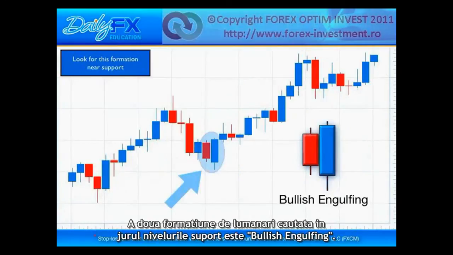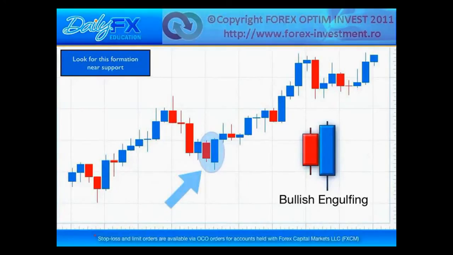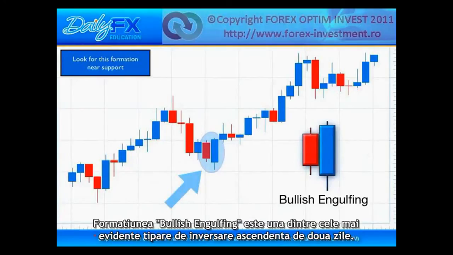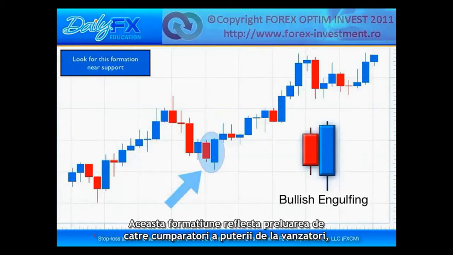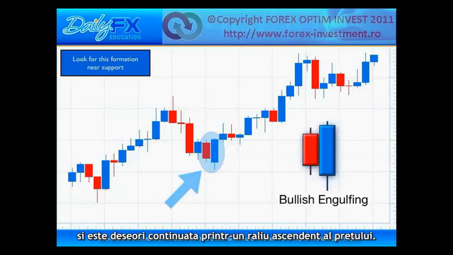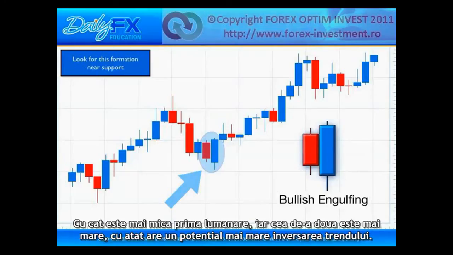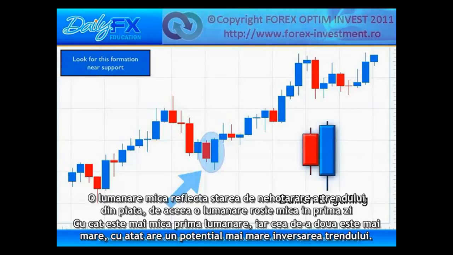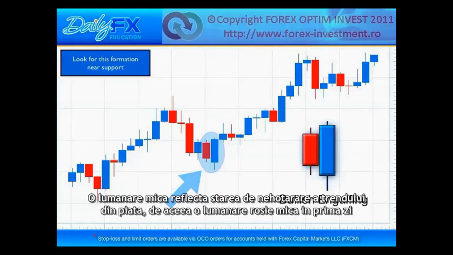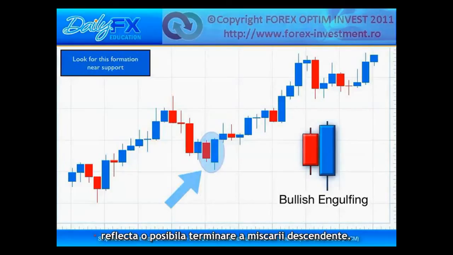The second candle formation to look for around support levels is a bullish engulfing candle formation. The bullish engulfing is one of the more obvious 2-day bullish reversal patterns. The formation reflects buyers overtaking selling strength and often precedes a continued rally in price. The smaller the first day's candle is, and the larger the second day candle is, the stronger the potential of a reversal. Small candles reflect uncertainty in the market's trend.